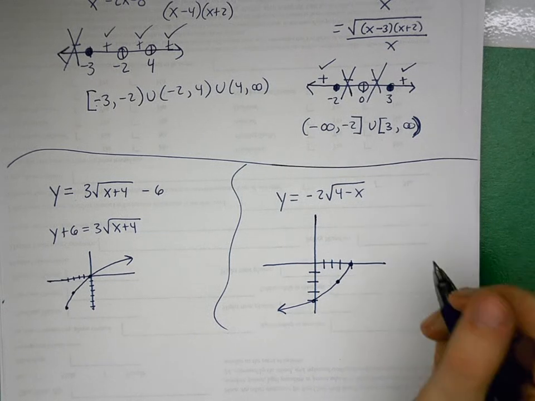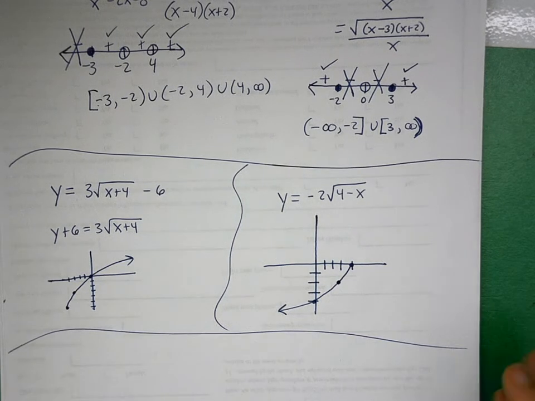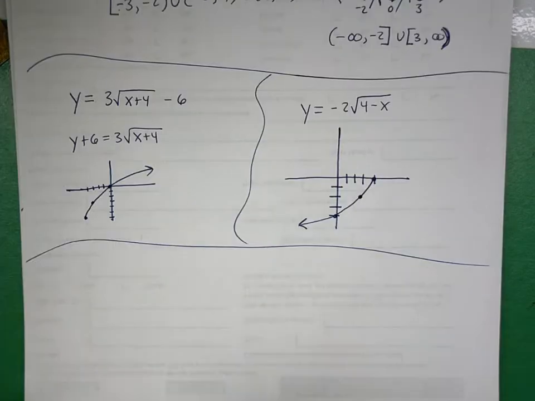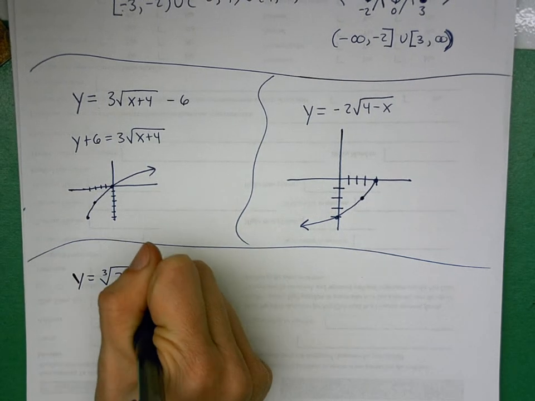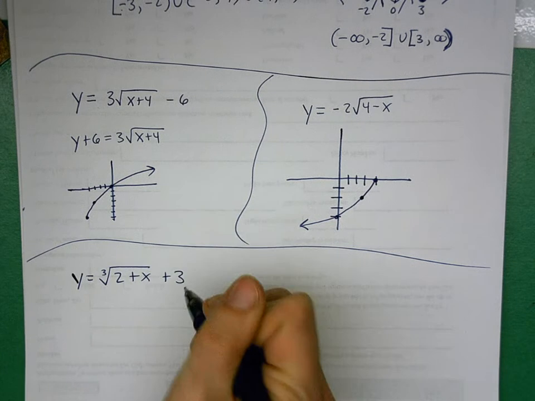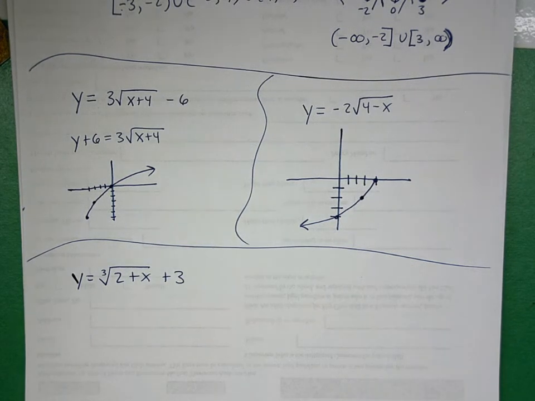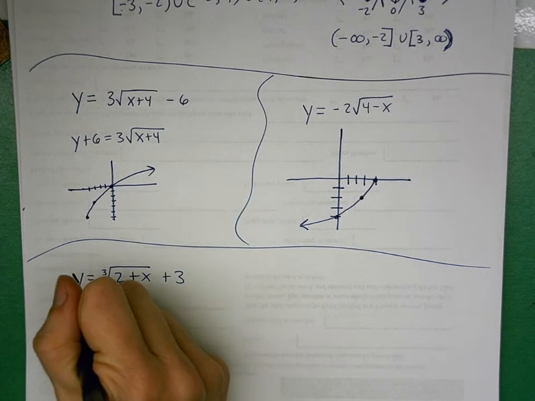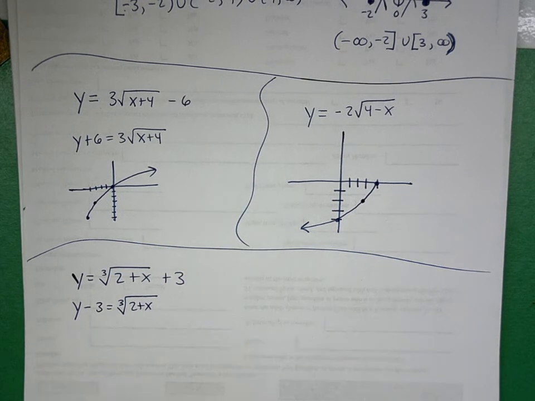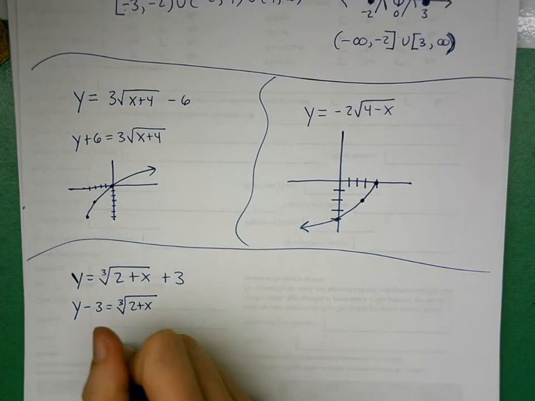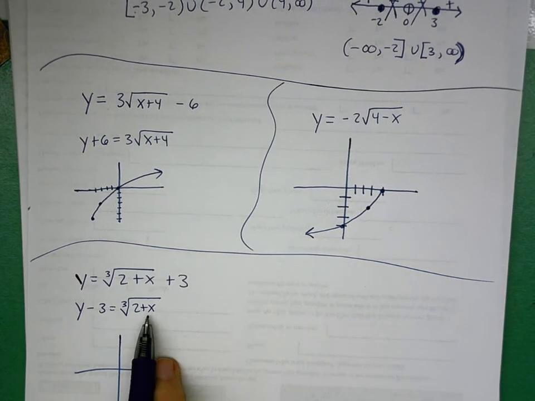Okay, next up, we have our 2 cube roots. So we have y equals the cube root of 2 plus x plus 3. Go ahead and pause the video, give this one a shot. Okay, descriptive form, we have y minus 3 equals the cube root of 2 plus x. So initial starting point here would be at negative 2, 3.